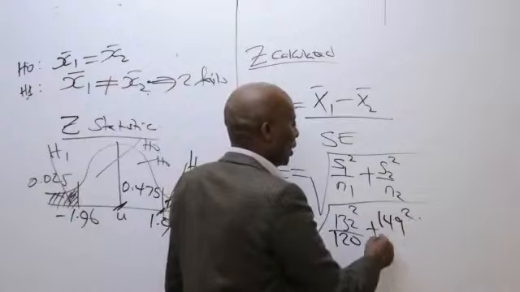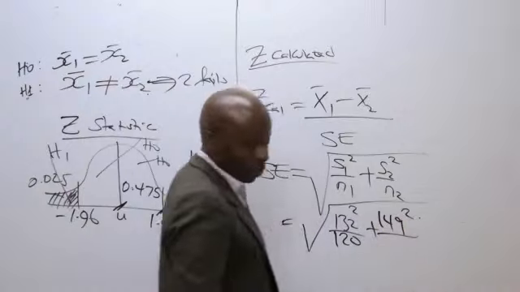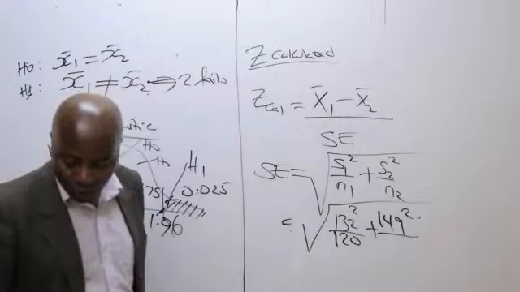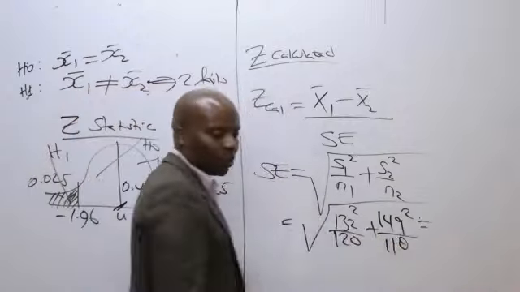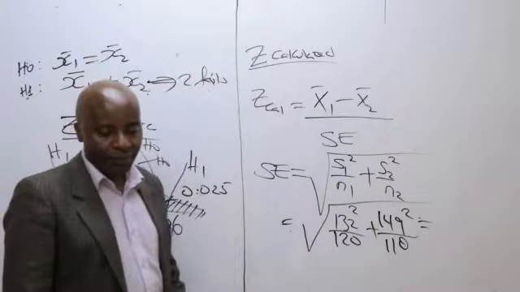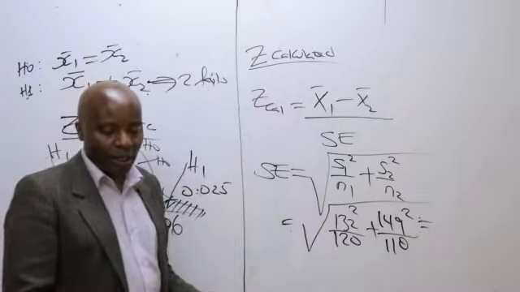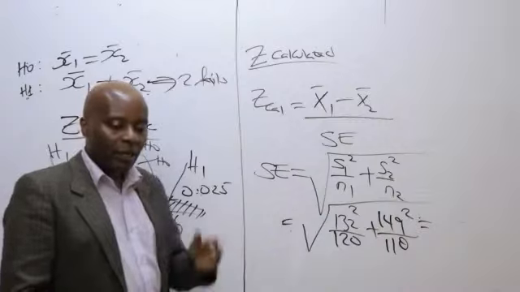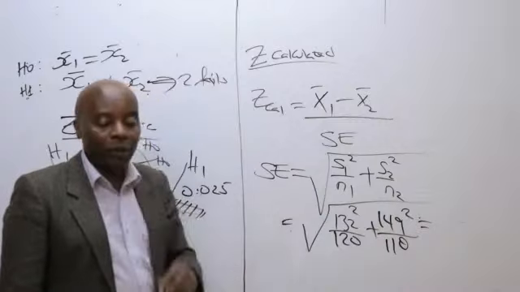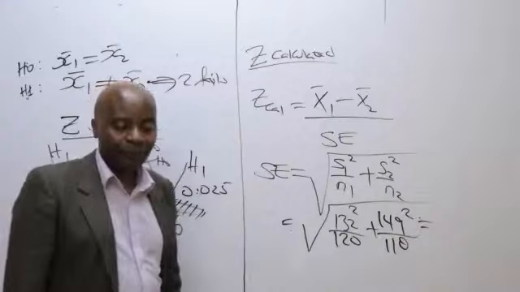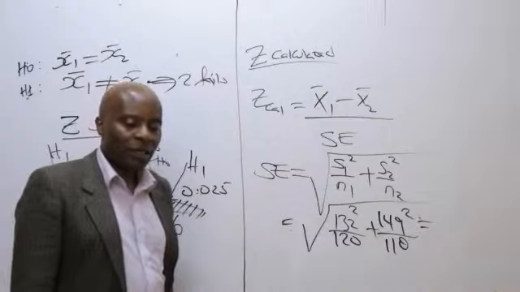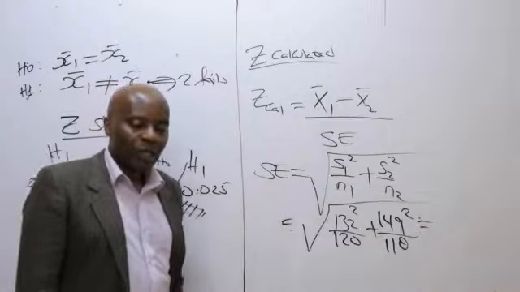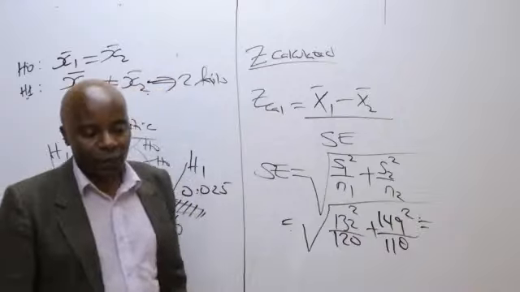149 squared all over N2, which happens to be 110. I'm able to see some students giving me an answer. I'm able to see Denzel and Lokai agreeing on some particular answer. They're giving me 18.63. But I would want to get someone else, apart from the two, to confirm that answer for us.